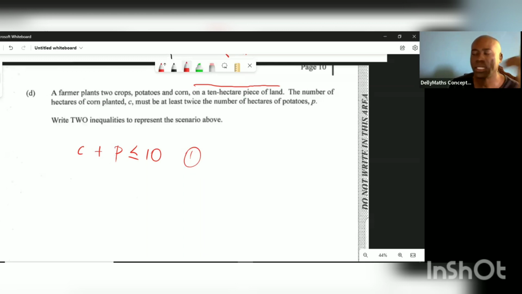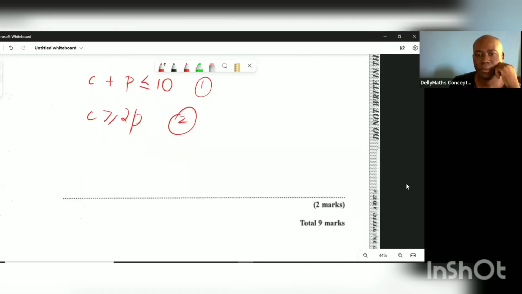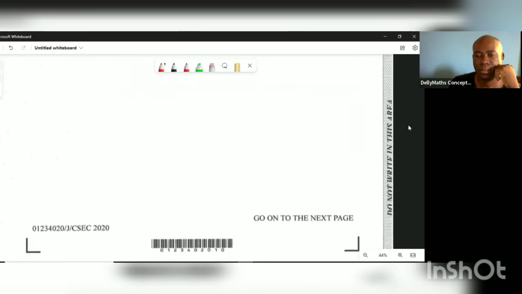What's the next inequality? They gave a scenario: the number of hectares of corn. So we're talking about corn, the hectares of corn planted must be at least, so if it is at least, it must be greater than or equal to 2 times P. Right? So that's the second inequality there. So we picked up our 2 marks there, and that's that.